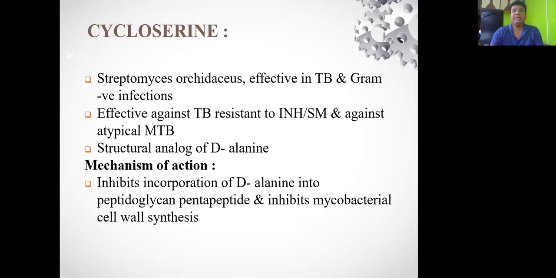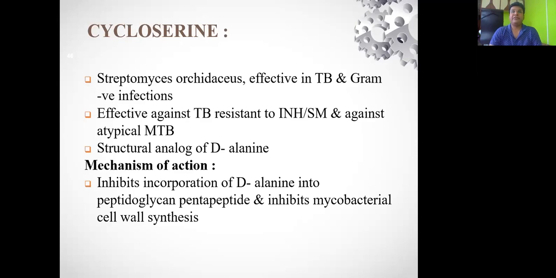Now, the next drug is cycloserine. So cycloserine is an effective drug in tuberculosis as well as gram-negative infections. It is highly effective in tuberculosis as a second-line drug, and also it is effective in treatment of gram-negative infections. And this particular drug is obtained from Streptomyces orchidaceus. It is highly effective against TB resistant to INH or streptomycin, and against atypical mycobacteria like Mycobacterium avium complex.